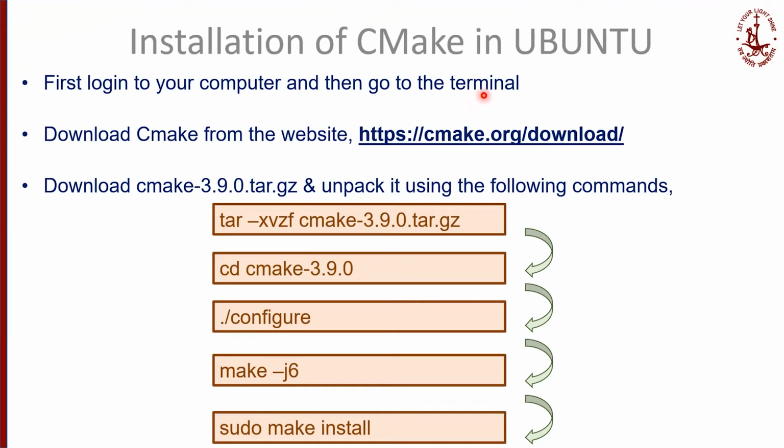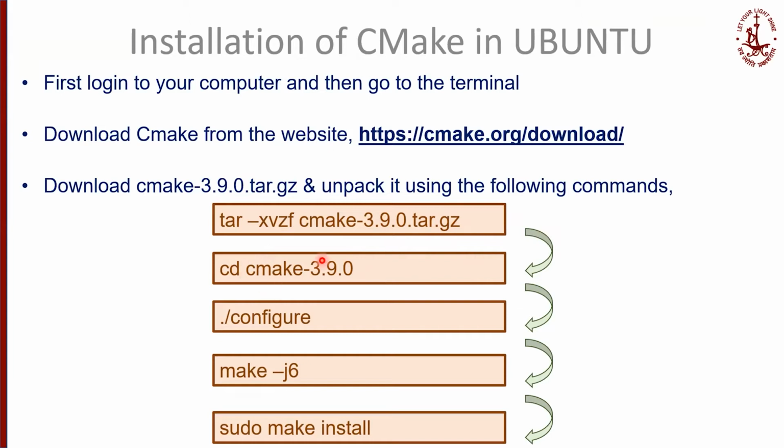So again, same thing, you have to go to the terminal. If you have the CMake file downloaded from their website, the tar file, first you have to unpack it. The command for unpacking a tar file is tar space minus xvzf, then the CMake version that you have downloaded. It has to be version 3.0 onwards. What I have downloaded is 3.9.0 tar.gz. Once you type out this command, your tar file will be extracted.